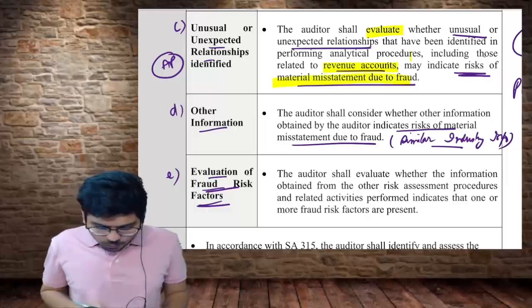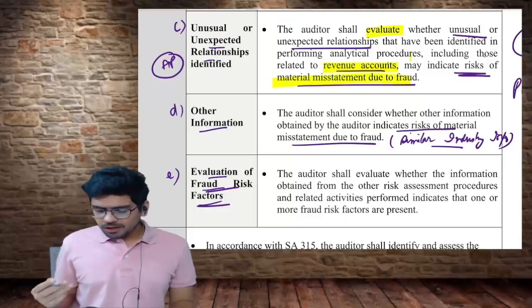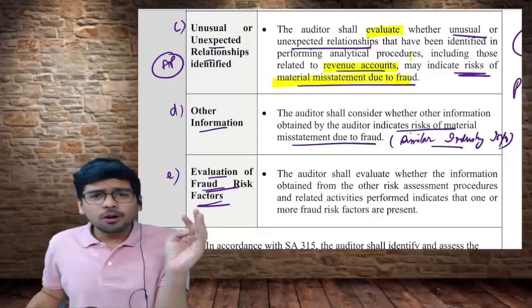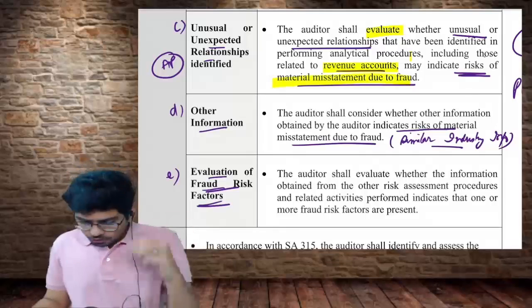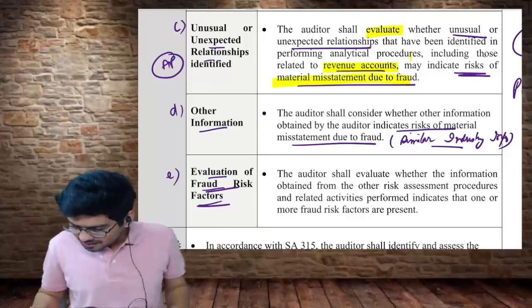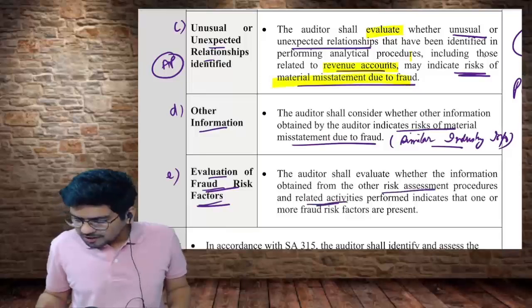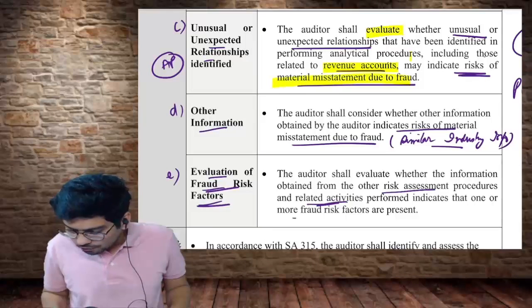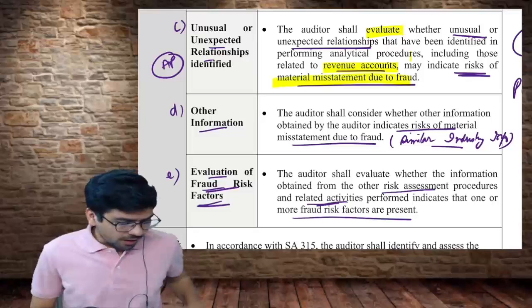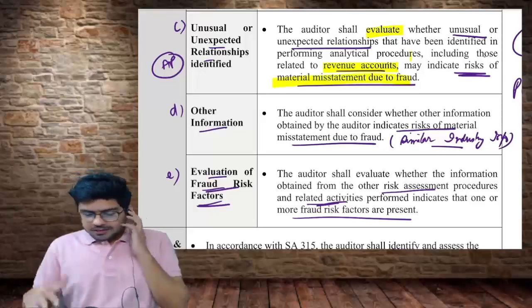And the last point, evaluation of fraud risk factors. I have already told you what the fraud risk factors are. It can be incentive, pressure, opportunity, or rationalization, attitude. So the auditor shall evaluate whether the information obtained from other risk assessment procedures and related activities performed indicates that one or more fraud risk factors are present. So I need to assess the fraud risk factors also. So these are the 5 points.